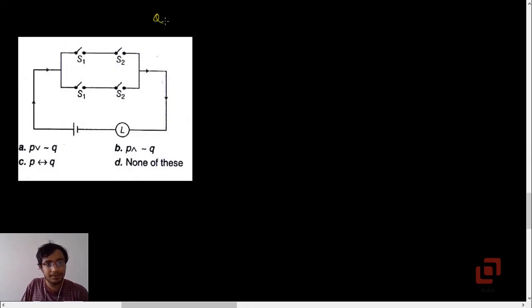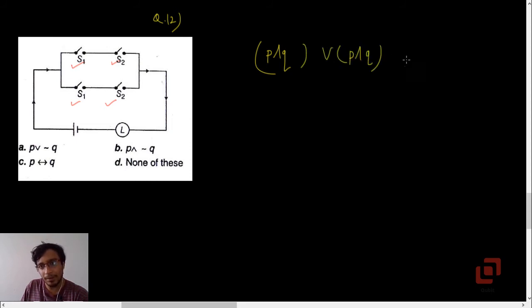Question 12. I think there is a misprint here. Everywhere you have S1 and S2, right? So what I will do is I'll consider this, but I will modify this slightly later. So let's first consider the problem as it is. So it has to be P and Q, because it is P and Q or P and Q, but P or P is always P, so that is P and Q, so none of these.